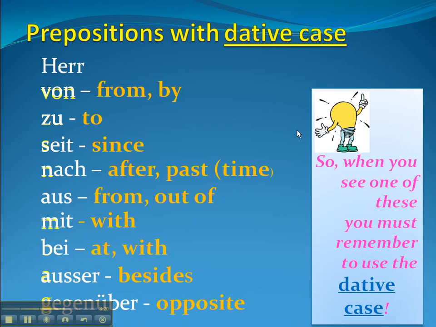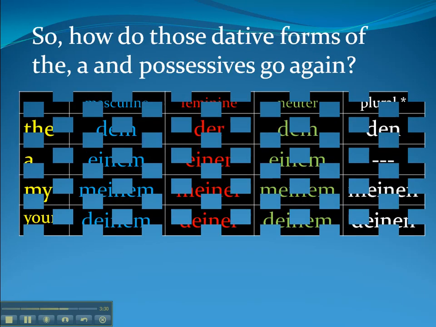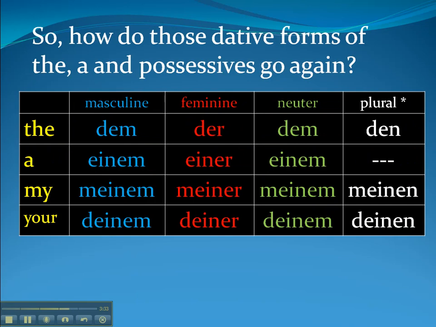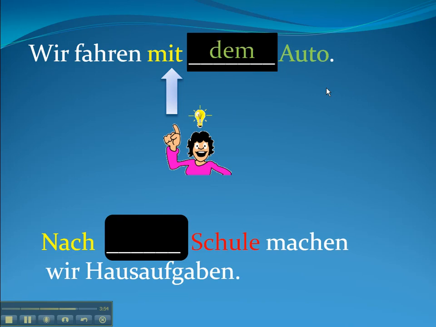Okay, so again, light bulb moment. We see one of the Herr von zu Schnamberg prepositions, and we have to remember to use the dative case. How did those forms go? Here they are. Okay, and that's just a table you need to get in your head. Some examples. Wir fahren mit something Auto. Our first aha moment, mit. One of the Herr von zu Schnamberg prepositions, therefore followed by the dative case. Auto is a neuter word. Das becomes dem. Wir fahren mit dem Auto.